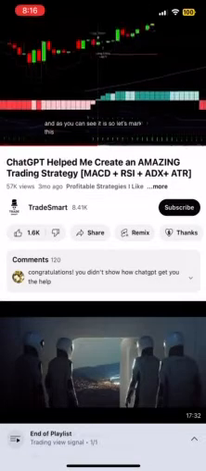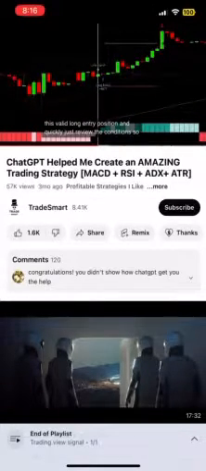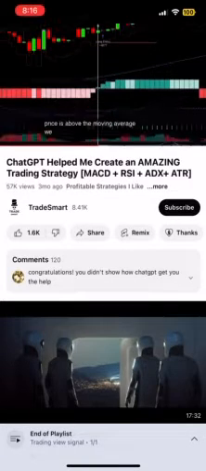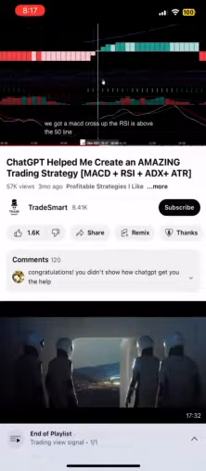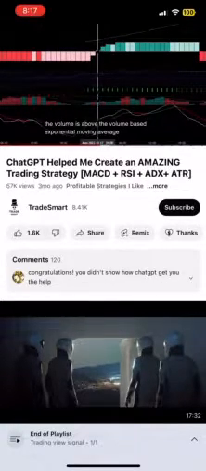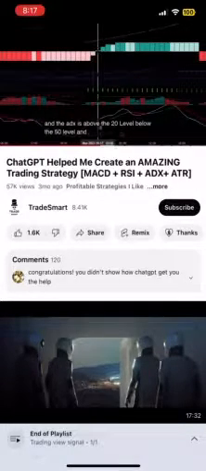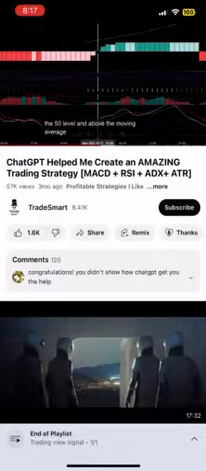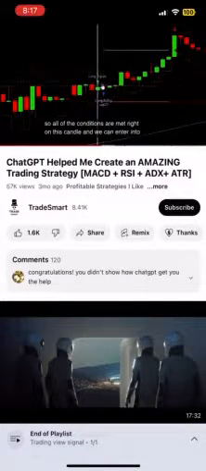So let's mark this valid long entry position and quickly just review the conditions. So price is above the moving average. We got a MACD cross up. The RSI is above the 50 line. The volume is above the volume-based exponential moving average. And the ADX is above the 20 level, below the 50 level, and above the moving average. So all of the conditions are met right on this candle, and we can enter into a long position.